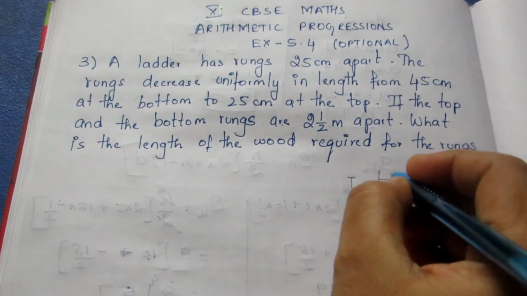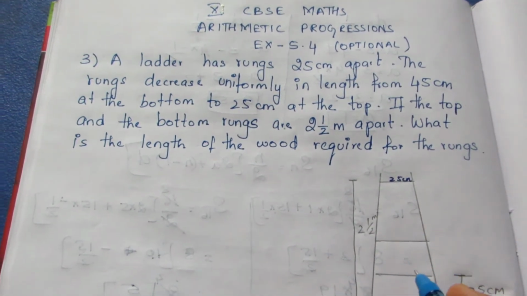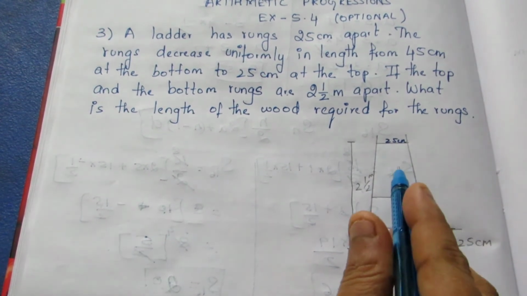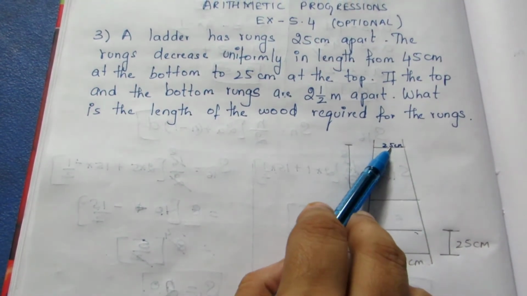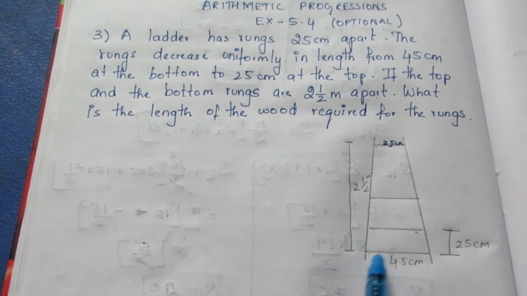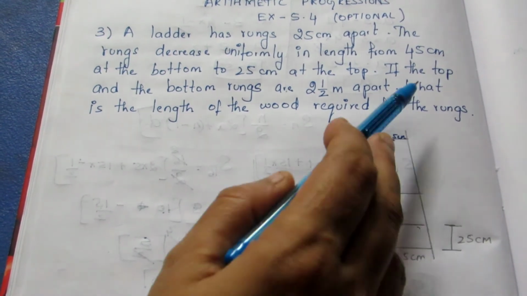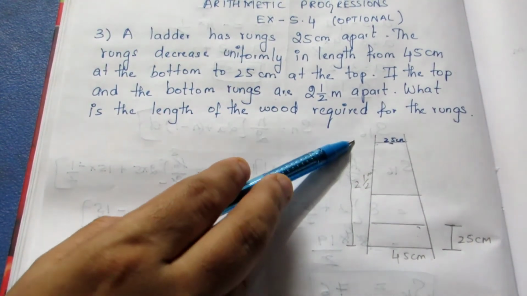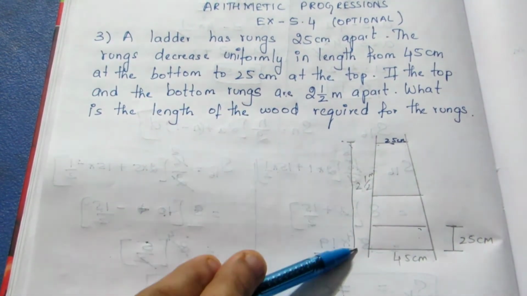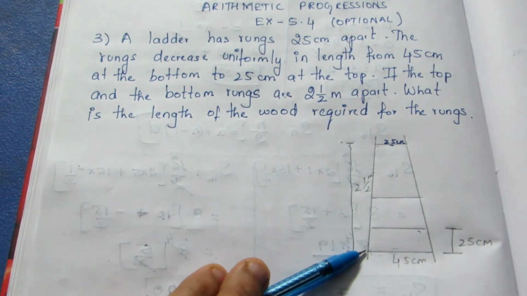Now see, each rung is 25 centimeter apart. They have given the topmost length is 25 centimeter and the bottom rung length is 45 centimeter. If the top and the bottom rung are 2.5 meter apart, what is the length of the wood required for the rungs?